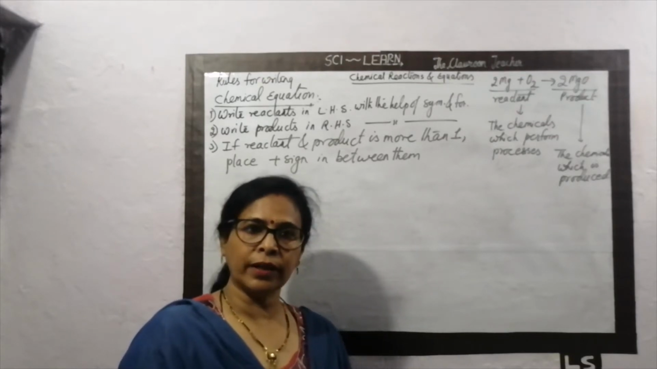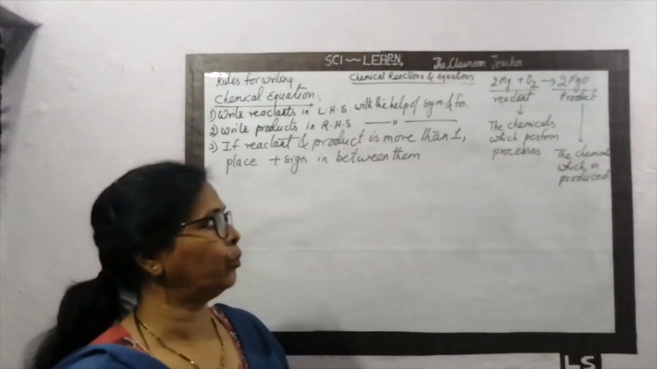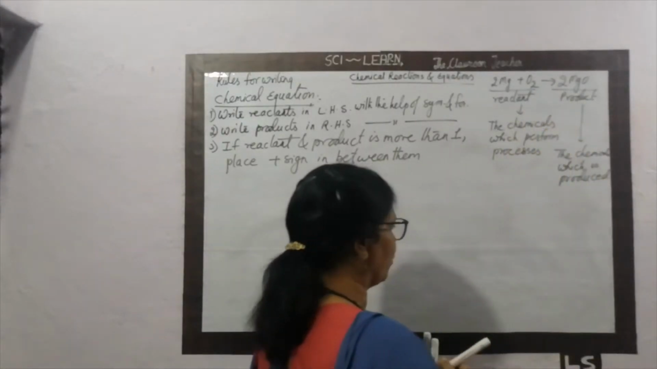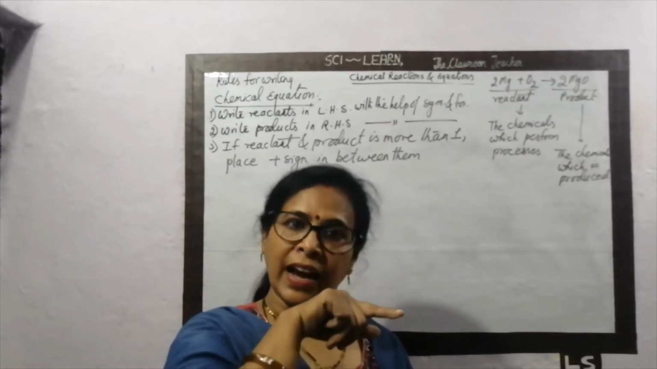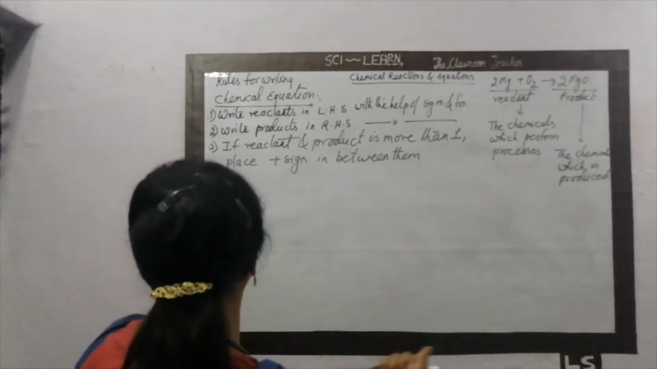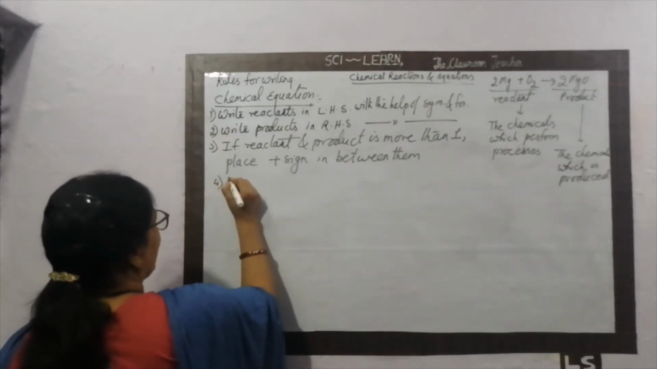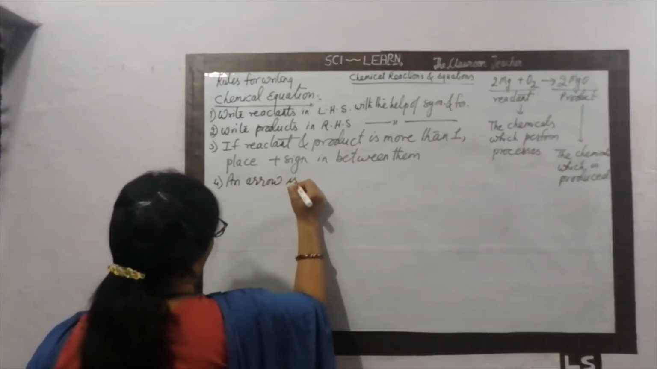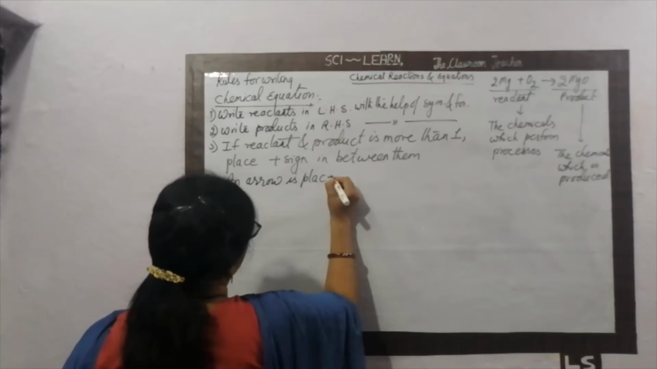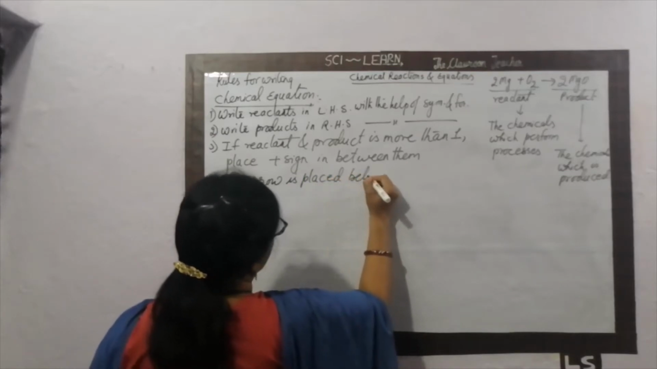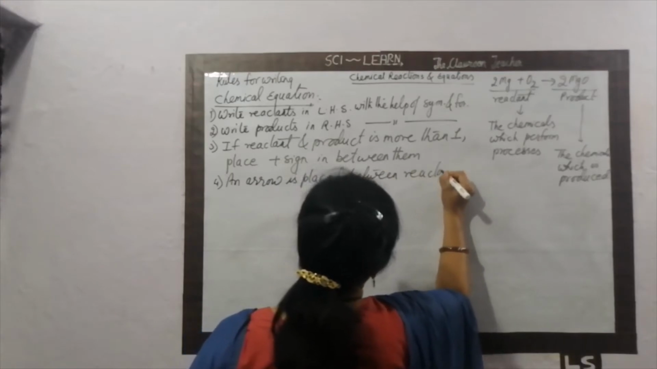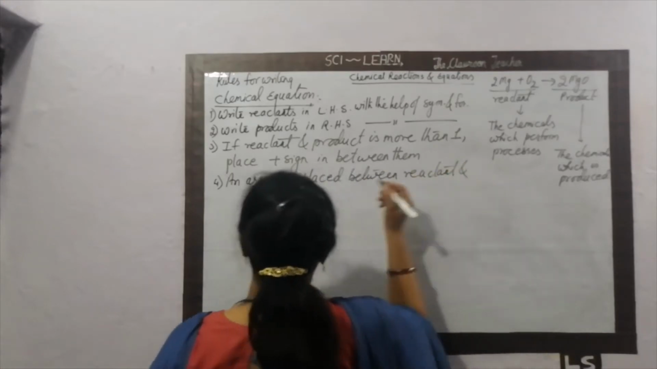One more important thing, we have to place an arrow between the reactant and product. This arrow symbolizes the direction of the reaction also. An arrow is placed between the reactants and products.